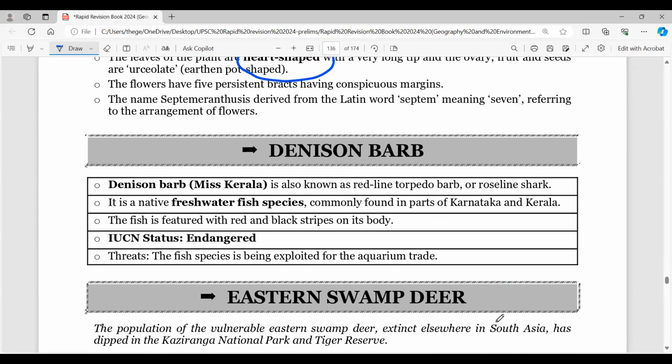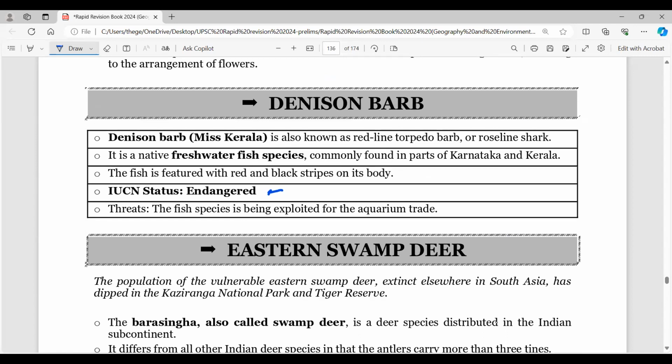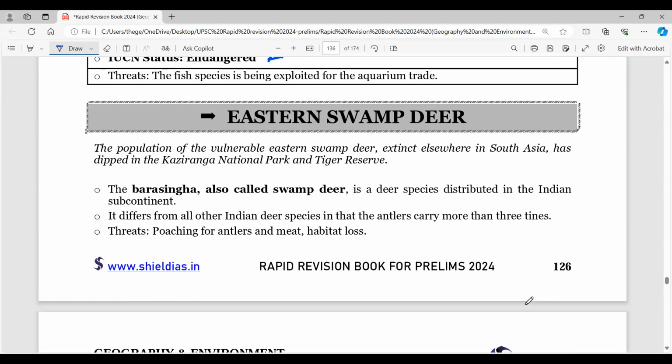Then you have Denison barb, endangered category here. So this is also called Miss Kerala, known as red line torpedo barb or rose line shark. At least these names are there. Kerala, Karnataka, freshwater fish species, endangered category. You can remember.